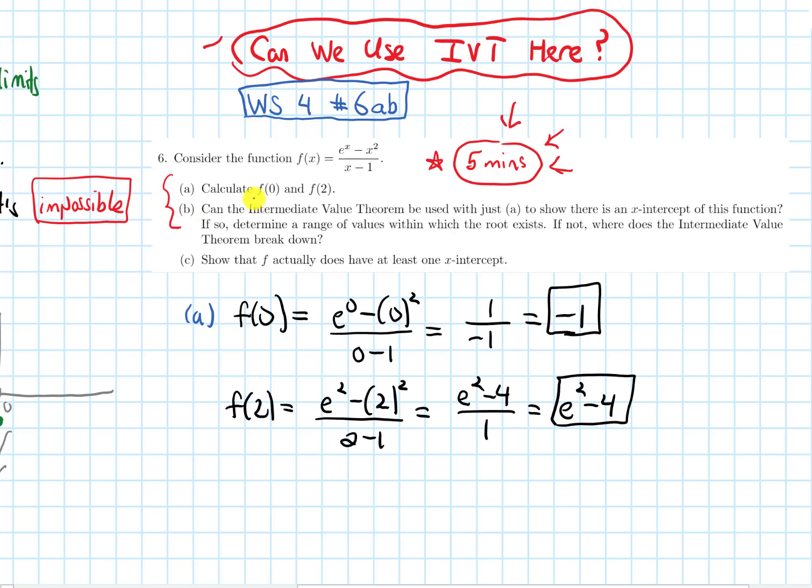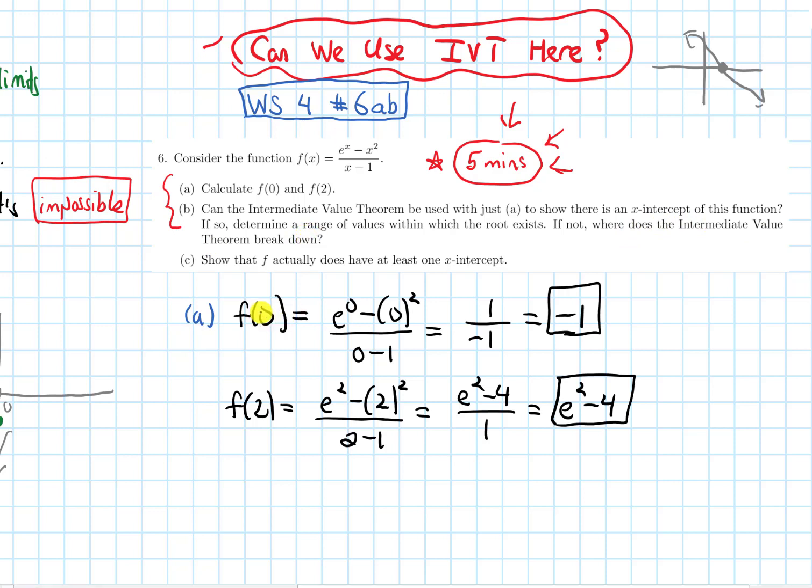Part B now asks, can the intermediate value theorem be used with just part A, just what we did in part A, to show there's an x-intercept of this function? An x-intercept would be like if I have my graph and something like this point where it crosses the x-axis. Trying to see if there's a point where that y value is 0. If I can, then determine a range of values within which the root exists. That's talking about some interval within which I know that root is going to exist. But if not, where does the intermediate value theorem break down?